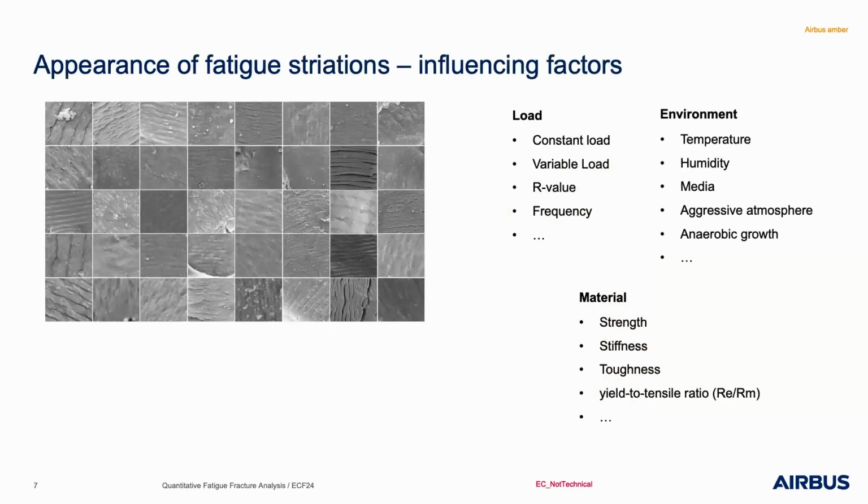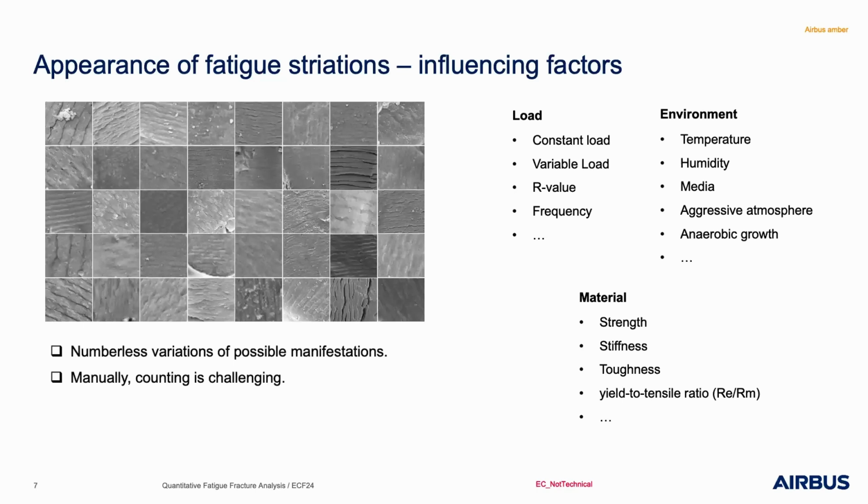Where are the problems? The appearance of the fatigue striations. There are a lot of influencing factors like load, environment, material, and different parameters which are influencing that. This leads at the end to numberless variations of possible manifestations of the fatigue striations. And we have the problem that the manual counting is really challenging at the end. It's really a very time-consuming process. Sometimes if you have larger or complicated samples, we count one person up to 2 days on one fracture surface.